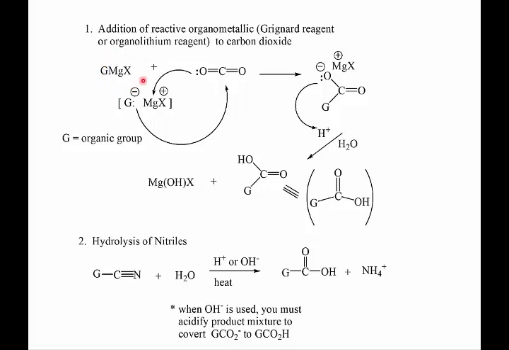The Grignard is an organometallic with a right anionic form. There's the anion and the cation form. The anion is going to act as a nucleophile. The carbon dioxide, interestingly, has two carbonyl groups.